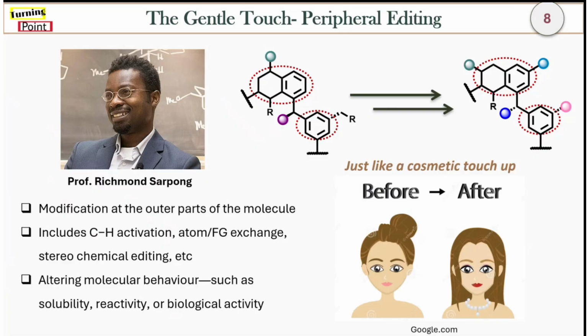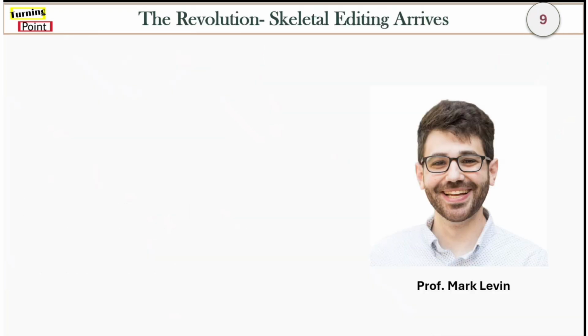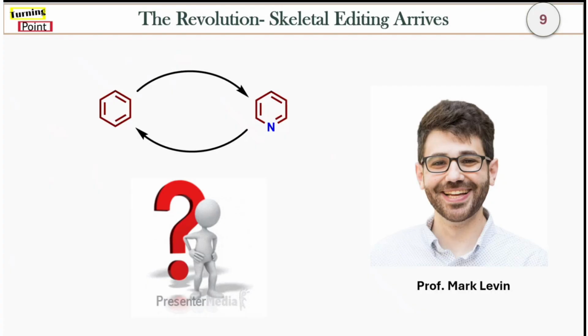Then we moved towards our second generation of editing, which is known as skeletal editing. Professor Mark Levin is the pioneer of this skeletal editing era. He is known because he revolutionized the skeletal editing concept. During his graduation time, one thought came into his mind: can we transform benzene to pyridine or pyridine to benzene, or simply pyrrole to furan, furan to thiophene?